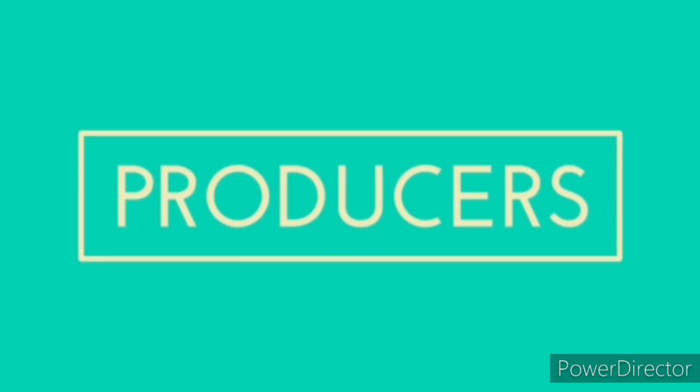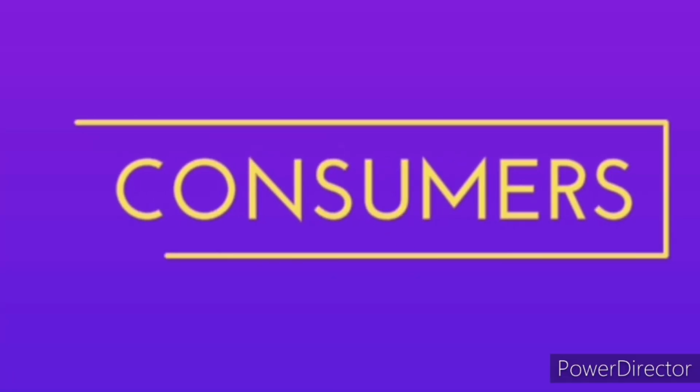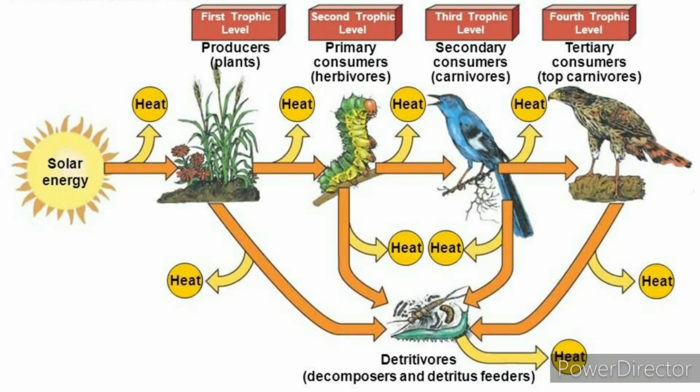Producers are all the green plants in the ecosystem that utilize solar energy for photosynthesis. They are always autotrophic. And the second one is consumers. All heterotrophs are directly or indirectly dependent on plants for food, and hence they are all called consumers. Depending on their position in the food chain, they can be primary, secondary, tertiary, or quaternary consumers.